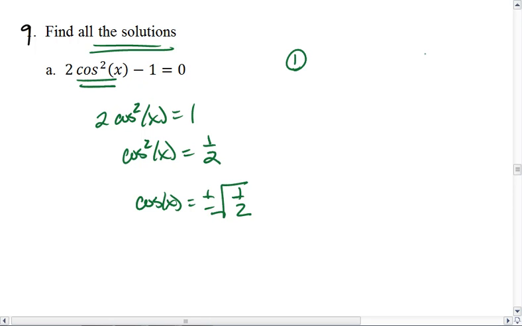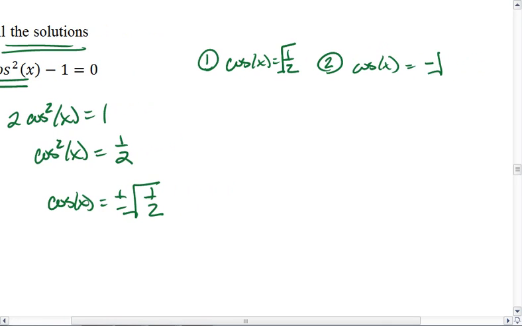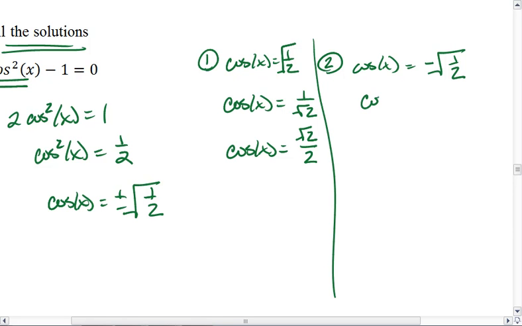This means that we have two equations here. We have that cosine x equals a positive square root of 1/2, and cosine x equals negative square root of 1/2. For the positive square root of 1/2, it's the same as 1 over rad 2, which is the same if we rationalize that denominator as rad 2 over 2. For negative square root of 1/2, this is the same as negative 1 over rad 2, which is the same if we rationalize the denominator as negative rad 2 over 2.